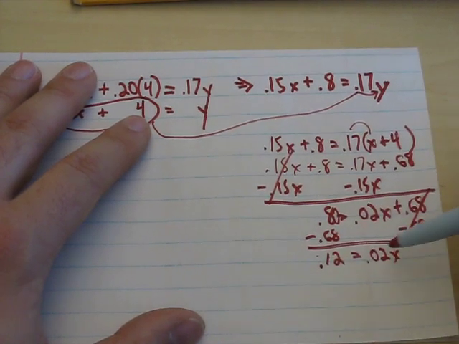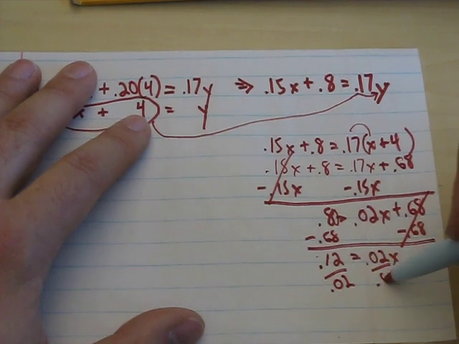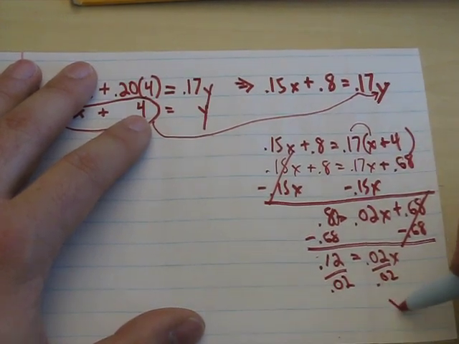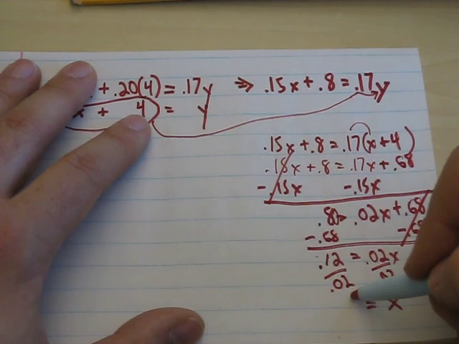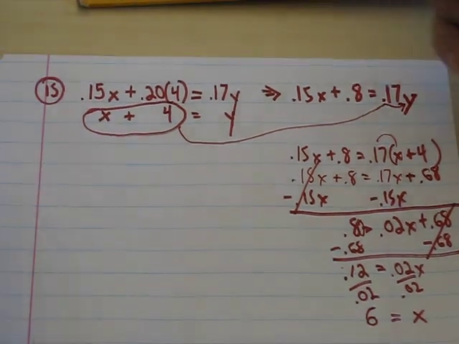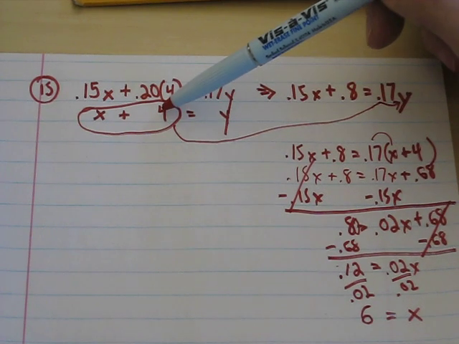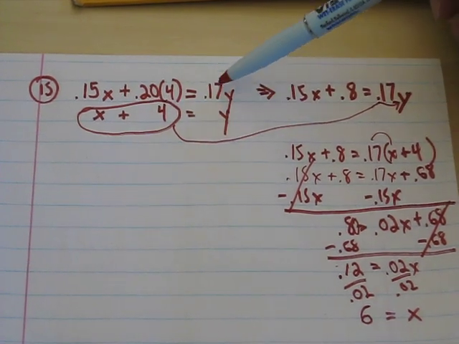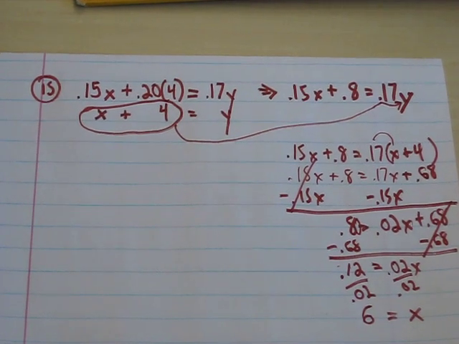And then drop down my 2 hundredths. Divide both sides by 2 hundredths. And x is going to be equal to 12 hundredths divided by 2 hundredths, on the calculator or in your head. The answer is 6. So it will take 6 ounces with the 4-ounce solution to make a 10-ounce solution of 17%. And that's problem number 15.